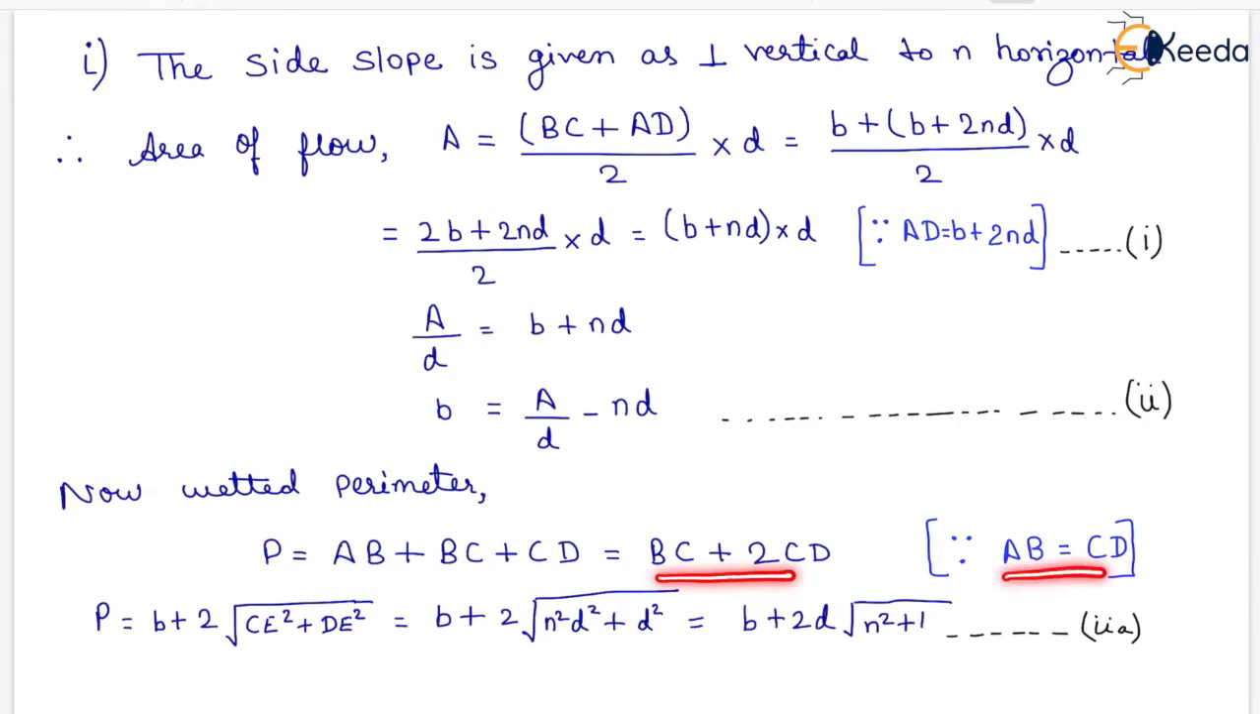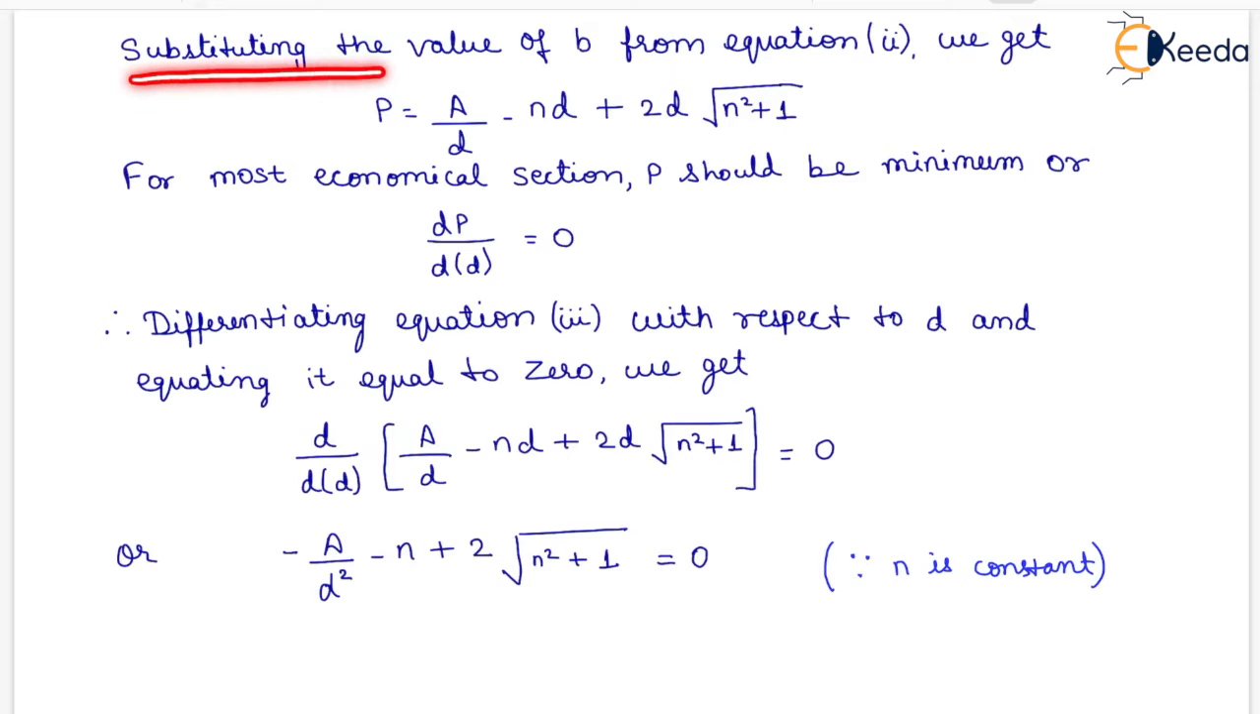because AB will be equal to CD. Therefore, perimeter will be equal to B plus 2 under root of CE square plus DE square. After putting the value, we will have the third equation as B plus 2D under root of N square plus 1. Now, substituting the value of B from equation 2, we get P equals A by D minus ND plus 2D under root N square plus 1.